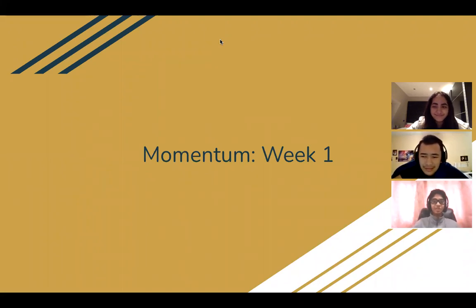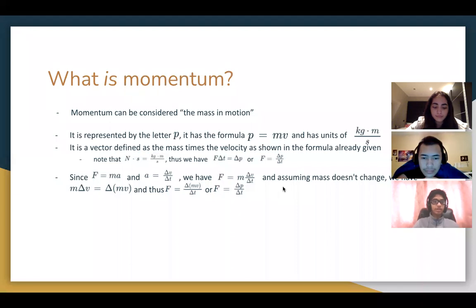All right, so today we'll be talking about momentum, week one. Next week, we'll continue more with collisions in 2 dimensions. First of all, what is momentum? Momentum is basically an object with mass in motion.